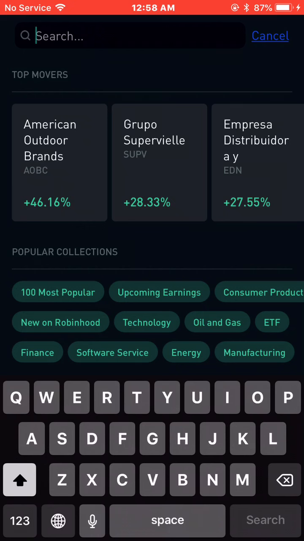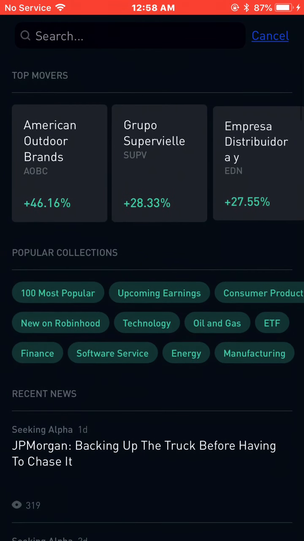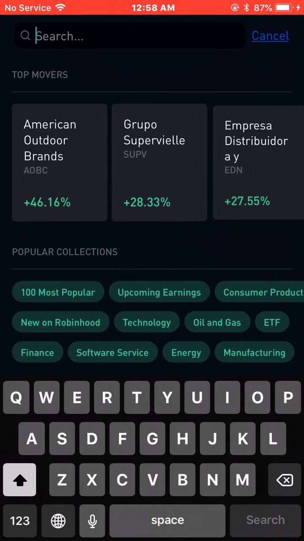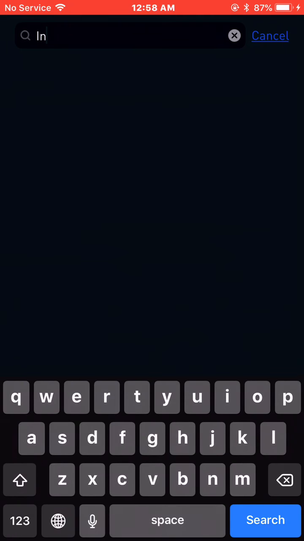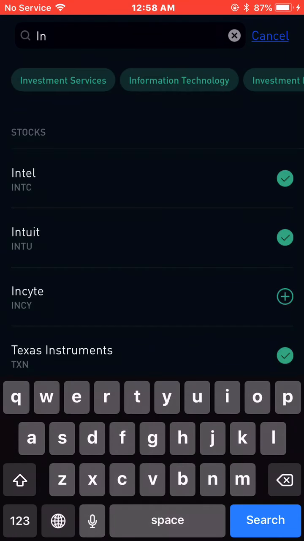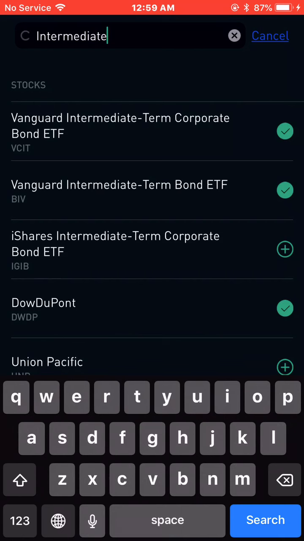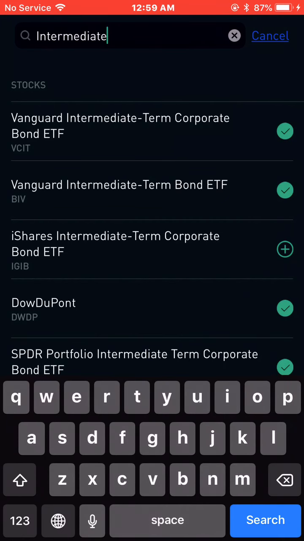I'm going to be talking about the different bonds you can invest in with Robinhood. First of all, I'm going to talk about intermediate bonds. These are bonds that last usually 5 to 10 years. And so these mutual funds invest in intermediate bonds and you'll get the returns of the intermediate bonds. So you can literally just search up intermediate bonds and you're going to get a lot of results.